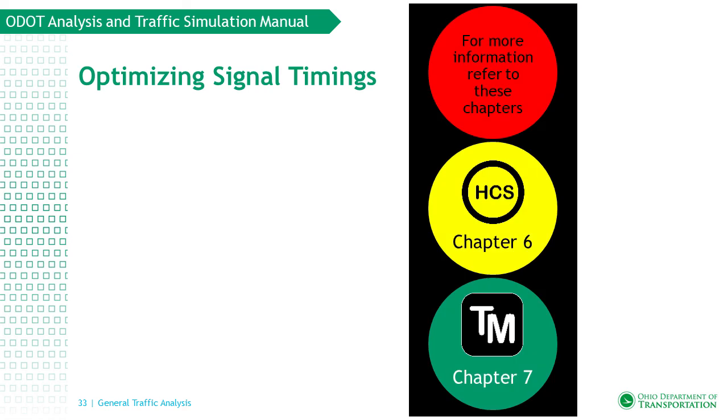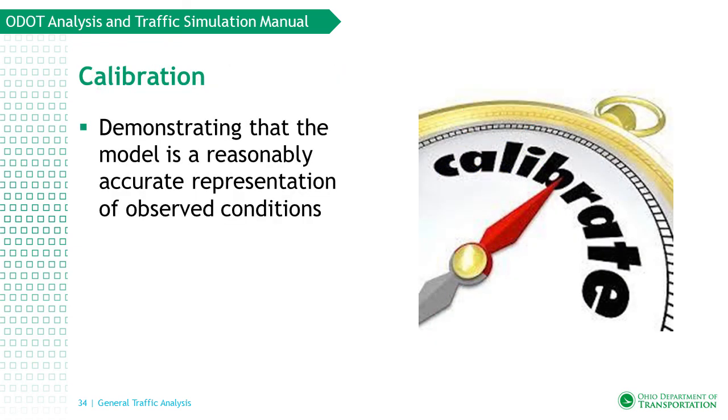For signal timing optimization guidance, please refer to Chapter 6 for HCS analysis and Chapter 7 for Transmodeler analysis. Calibration is a process that demonstrates that the model is a reasonably accurate representation of observed conditions. For example, if traffic is observed to queue between two intersections, the analysis model should also show this queuing. The model should be calibrated by modifying the model inputs or parameters until the model matches the observed conditions.